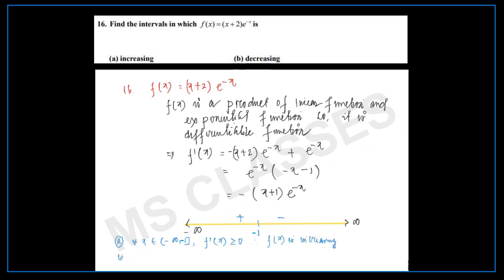And B, for all x belongs to this interval, f dash x is less than or equal to 0. Therefore, f of x is decreasing.